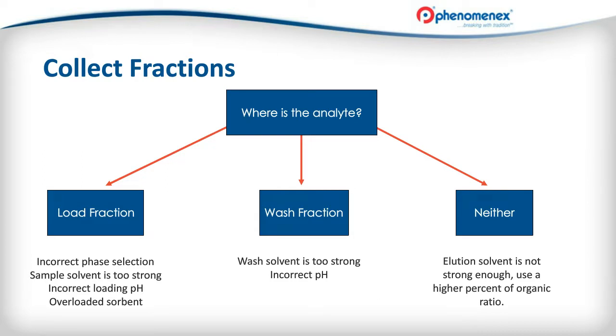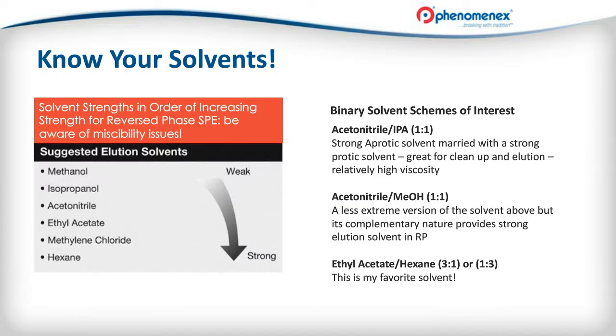I think it's important, if you're going to be very effective at performing SPE method development, that you understand your solvents and know what you're working with. Right here on the left, it's showing increasing eluotropic strength as a function of moving down for reverse phase SPE. Methanol is weak, and we work our way all the way up to hexane. While we do consider hexane to be the strongest solvent for reverse phase, not a whole lot of things are miscible in hexane. So stronger is not necessarily better.